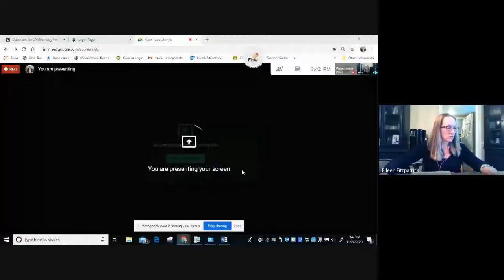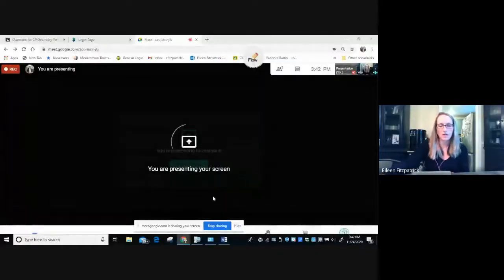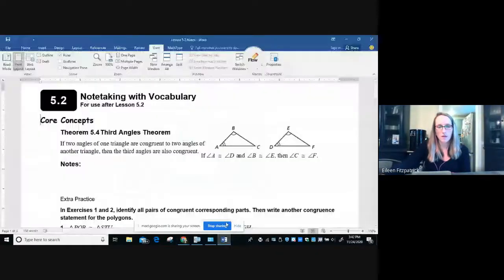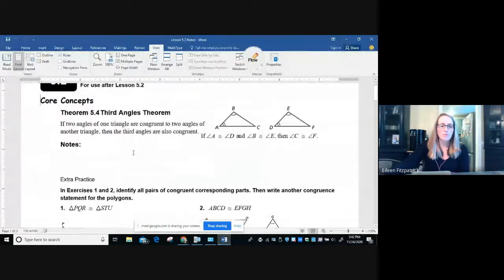They're pushing back. Share. All right, so 5.2, we're going to be talking about congruent triangles in this lesson. All right, so first we have a theorem. It's called the third angle theorem. This just kind of logically makes sense. So think about it. Don't overthink it.